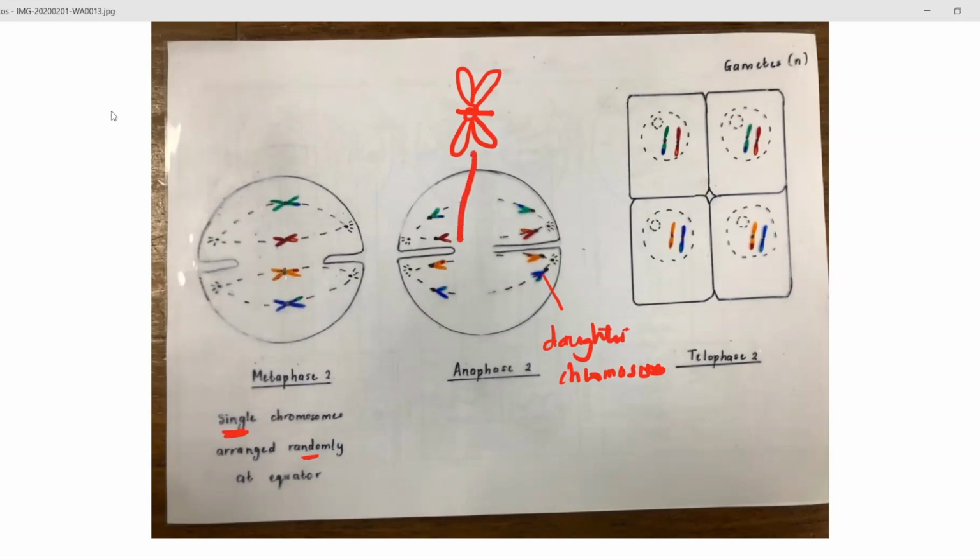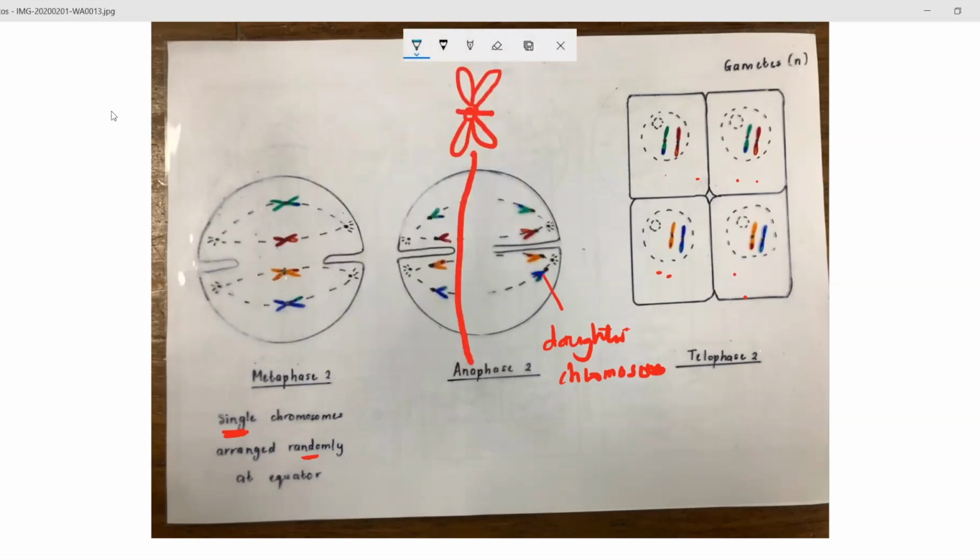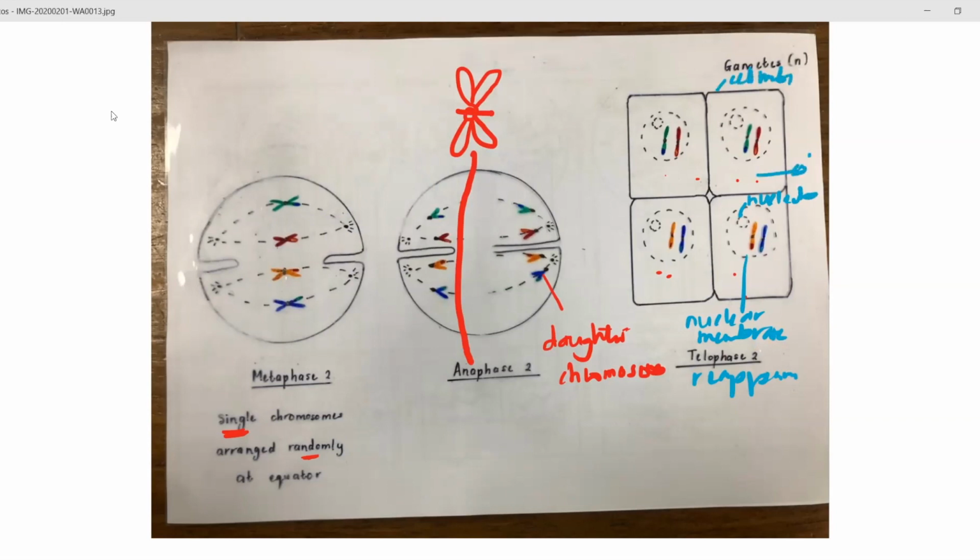And then the cytokinesis will take place, and you end up having 4 cells that form. And these cells are important. Now, you must be able to label, please. If you are asked to label, this will be the nuclear membrane reappearing now. This will be the nucleolus reappearing. This is the cell membrane, and this will be the cytoplasm.